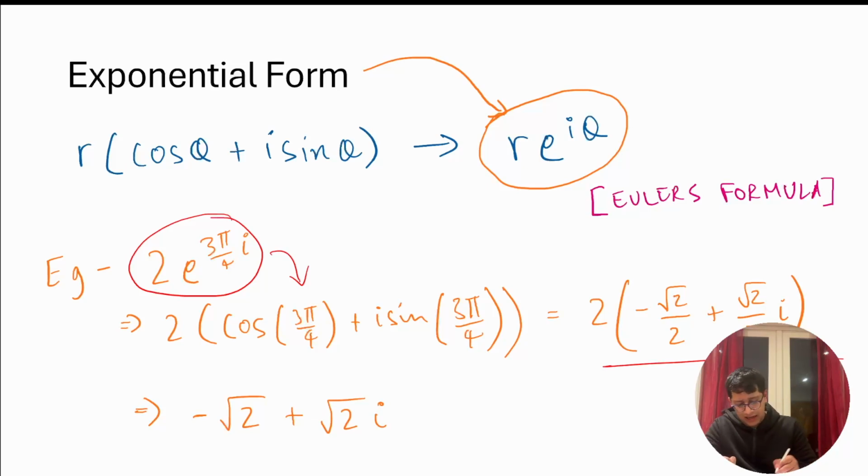I have to say, I think that the exponential form has to be the neatest way of representing complex numbers, because the modulus argument form and the Cartesian form are longer to write, look a bit ugly, and so on and so forth.